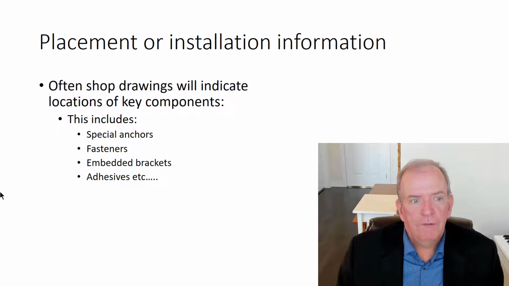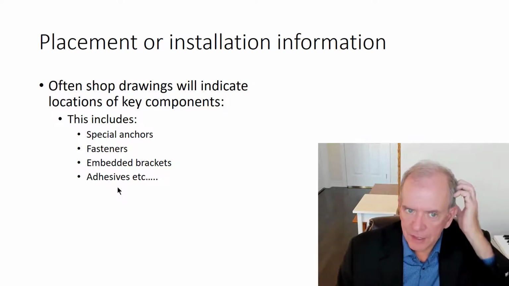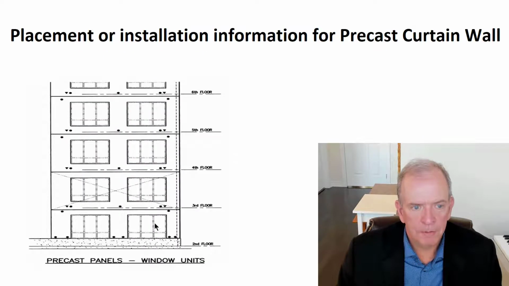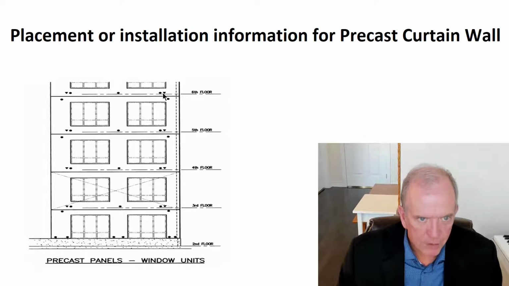Placement or installation information, special anchors, fasteners, embedded brackets, adhesives. They'll include those types of things. So I think I've got some examples on embedded brackets coming up with my curtain wall example. So the curtain wall example here, this is showing where you would have some of your support brackets and your lateral adjustment brackets for the curtain wall.